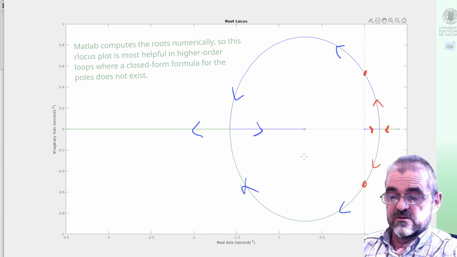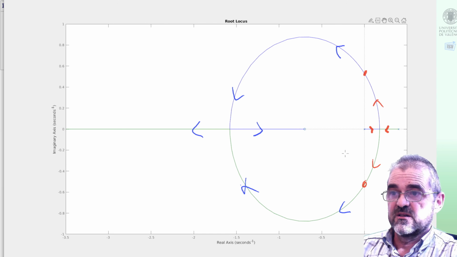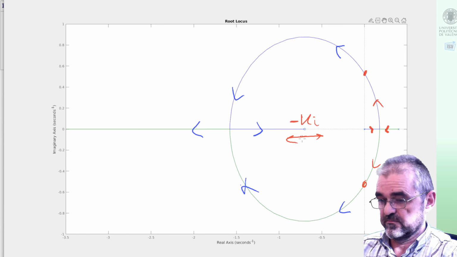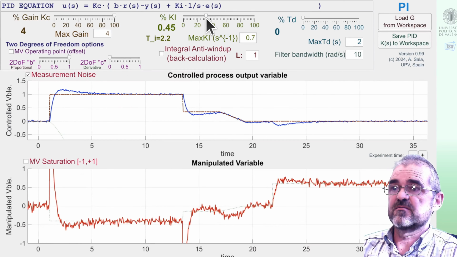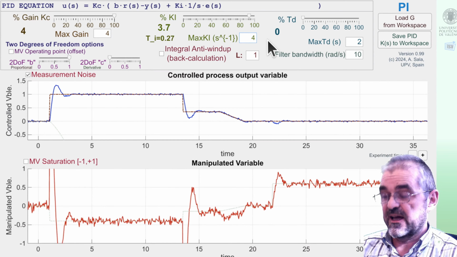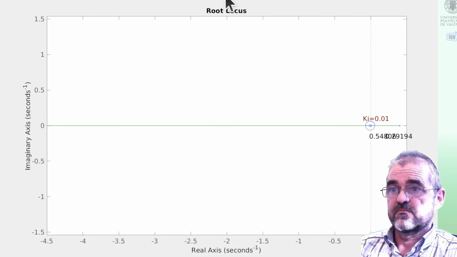As a last observation, in here we have just moved Kc. What happens if we move Ki? Because this is the point minus Ki. So if I move the integral action, then of course behavior changes. And what I will do is an animation of the root-locus as integral action increases.